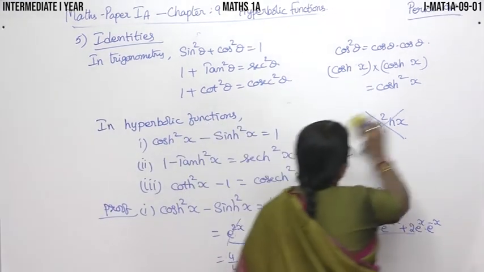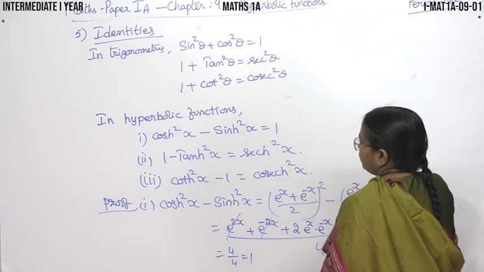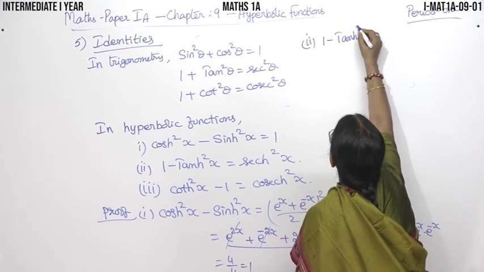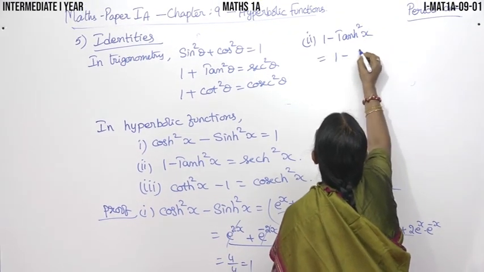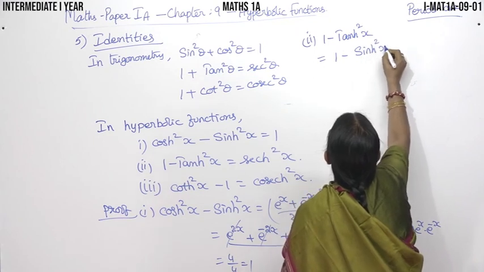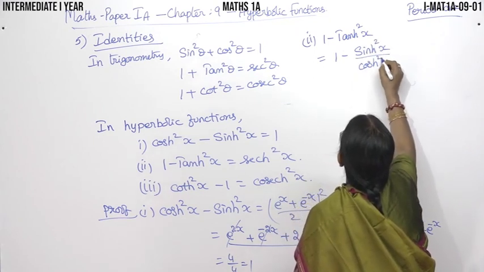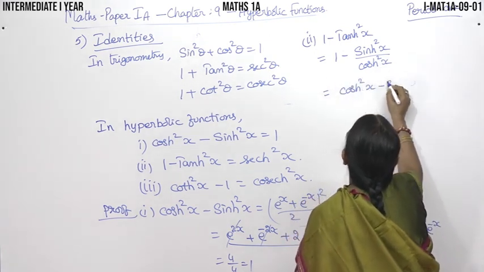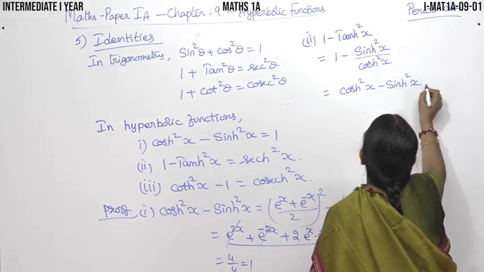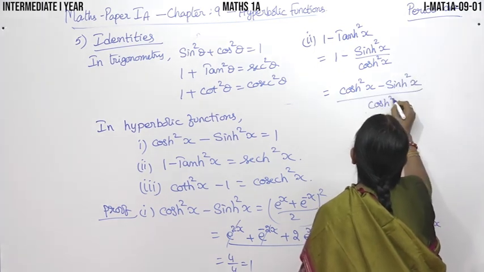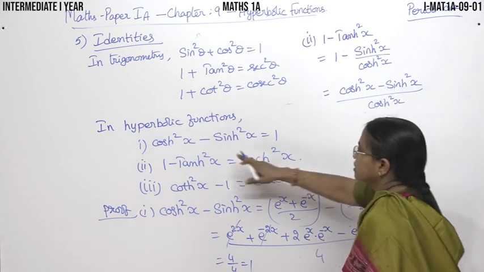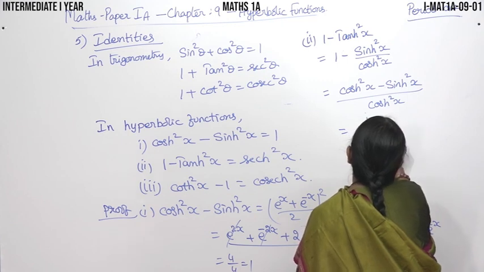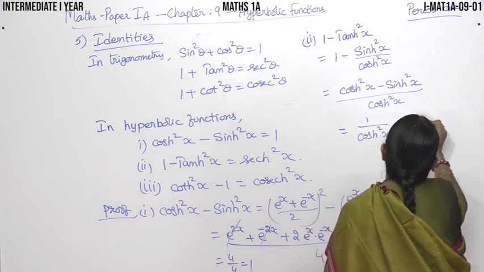Now to prove the second one, it will just take 1 minute. See, the second one we'll write like this. 1 minus tan h square x, we'll write as 1 minus sin h square x by cos h square x. So take LCM, cos h square x: cos h square x minus sin h square x by cos h square x. So cos h square x minus sin h square x is equal to 1, which we just proved. So we'll write 1 by cos h square x. 1 by cos is secant. So secant h square x.